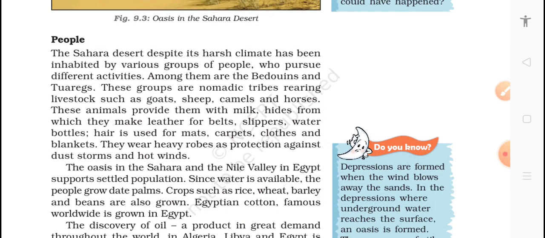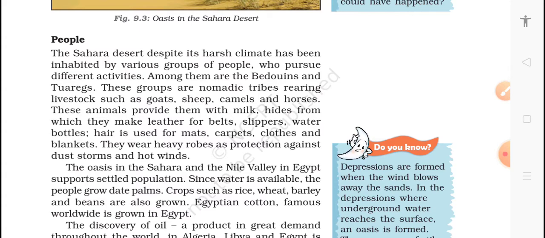Now we will talk about the people living in the Sahara Desert. The Sahara Desert, despite its harsh climate, has been inhabited by various groups of people who pursue different activities. Among them are the Bedouins and Tuaregs. These groups are nomadic tribes rearing livestock such as goats, sheep, camels, and horses.